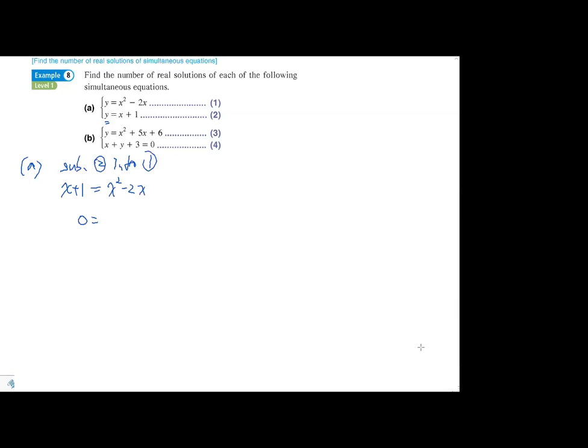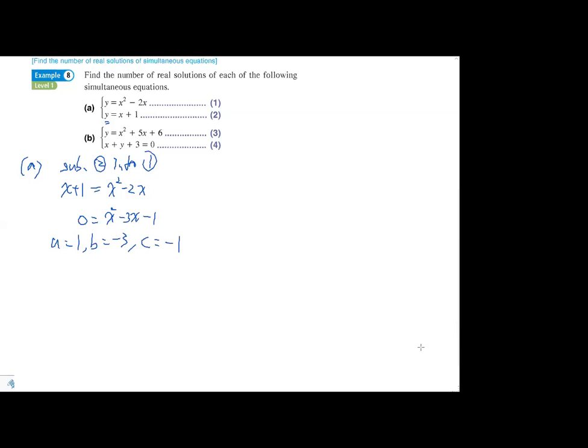Okay, so it should be x squared minus 2x minus another x, that is minus 3x. And then the plus 1 moving to the right becomes minus 1. Okay, and now it is already a simple quadratic equation where a is equal to 1, b is -3, and c is -1. Okay, and then we are ready to do the calculation on delta.